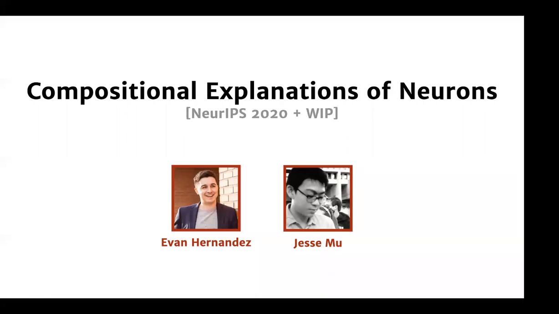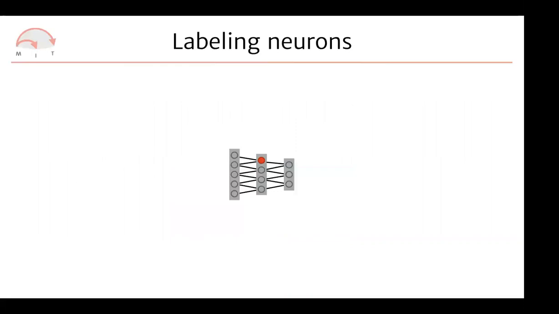Good, so let's jump into the first piece of this. The main piece of work we're talking about here is in a paper called Compositional Explanations of Neurons, on which Jesse Mu was the first author. That was at NeurIPS last year, but I'll be talking about some more recent experimentation at the end as well. Okay, so our goal in this section is to answer the following question.